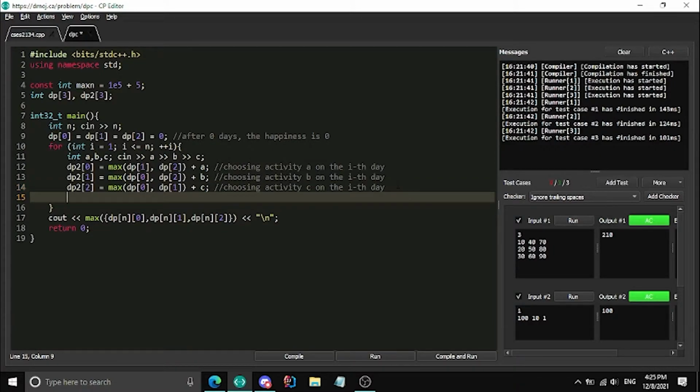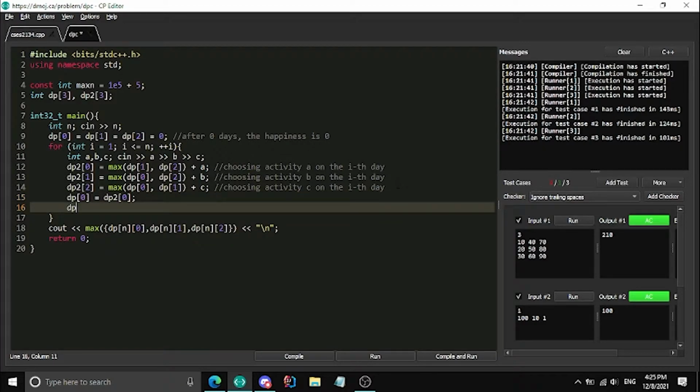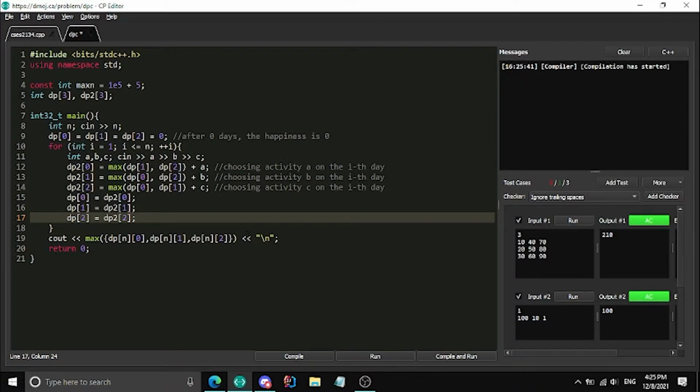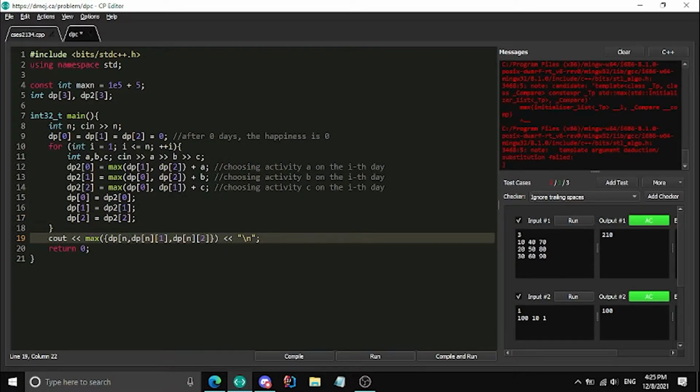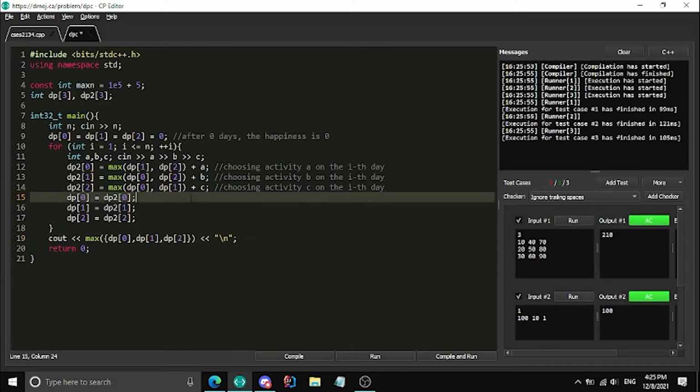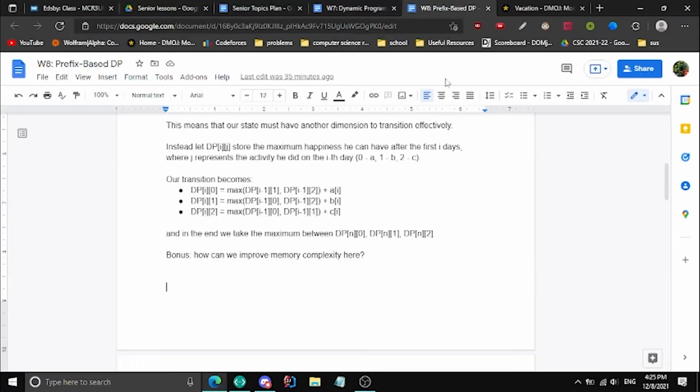If I just update my dp values, so dp at 0 is equal to dp2 at 0. Oh, I didn't change these. Whoops. Okay, and that should work as well, hopefully.